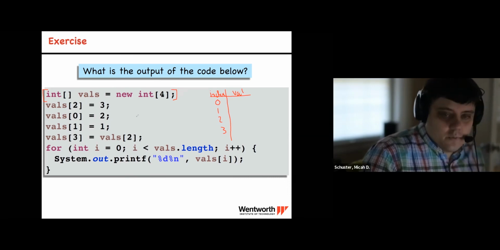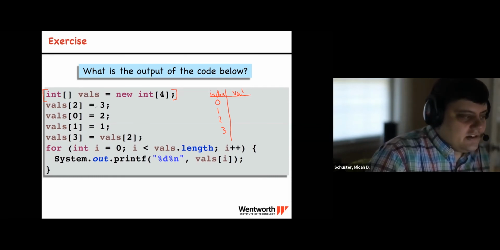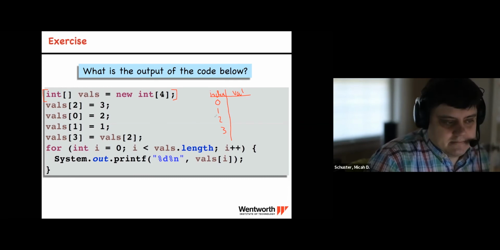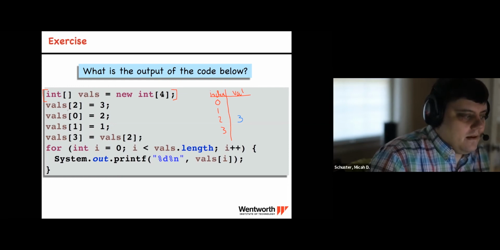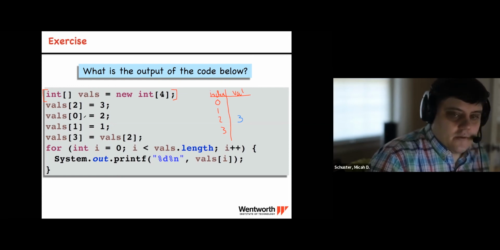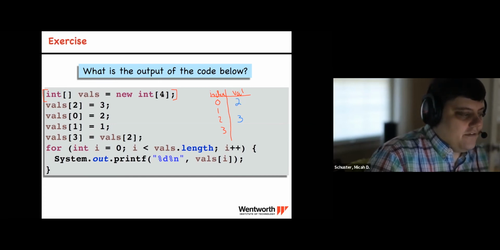And you can do stuff in whatever order you want. So I put a few things out of order here. Vals 2 equals 3. Okay, so index 2 has a value of 3. Vals 0, that's my first index, has a value of 2. So up here, the index 0 gets a value of 2. Vals 1 gets a value of 1. Now I have something slightly different.